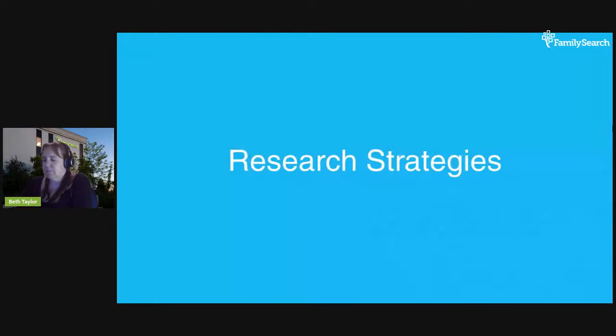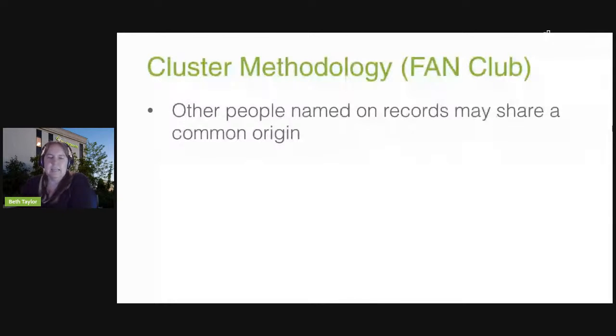Next, let's just talk about some strategies when you're doing immigration research. First off, make sure that you're doing cluster methodology or fan club research. Cluster methodology is just the idea that the other people in your ancestor's life might have the same origin, because people tend to migrate in groups. We talked about families or relatives writing letters home and saying, hey, come, there's more space out here than you would think. Or you get ethnic groups that settle together.